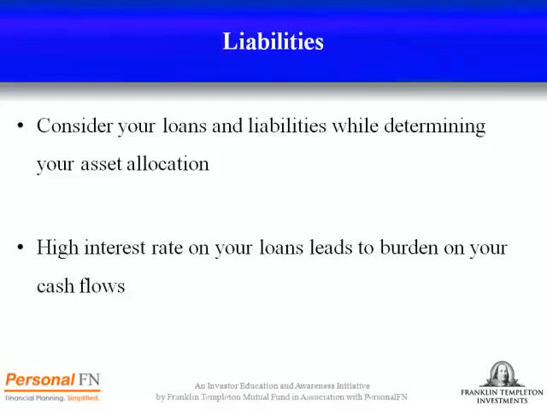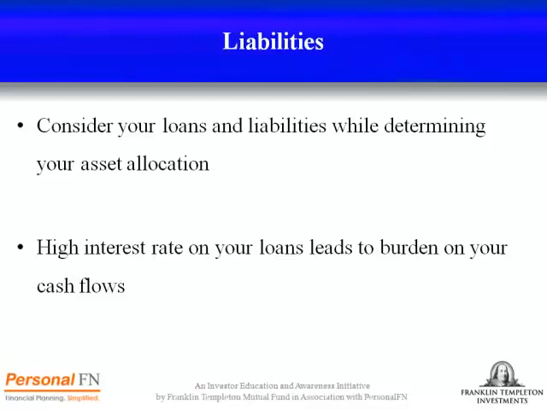Liabilities. Consider your loans and liabilities while determining your asset allocation. You see, your current liabilities can also affect your asset allocation. If you have big liabilities, then you have a huge burden to service them, and that decreases your investment surplus and also the risk-taking ability. High interest rates on your loans lead to a burden on your cash flows.